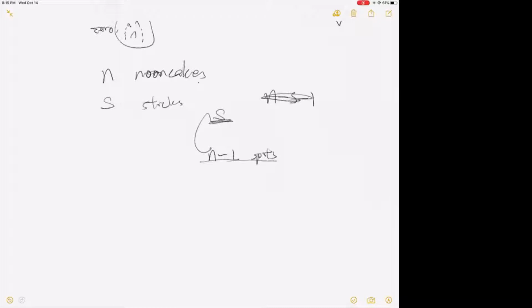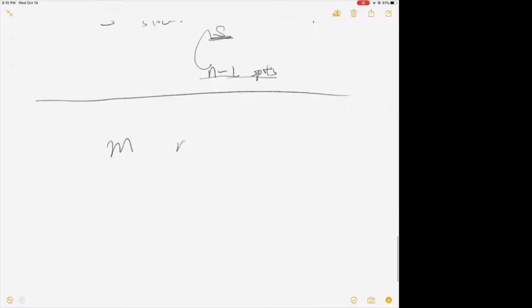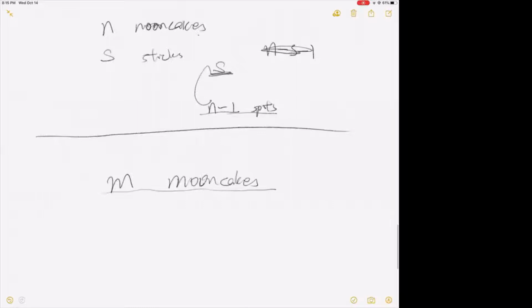What do you mean n1 mooncakes? Just n mooncakes, right? No, n1, because I'm going to discuss a different case. Oh, okay. How about M mooncakes? So M equals N minus S minus 1, and then S is still the same. We are splitting M mooncakes to, let's say, P people.